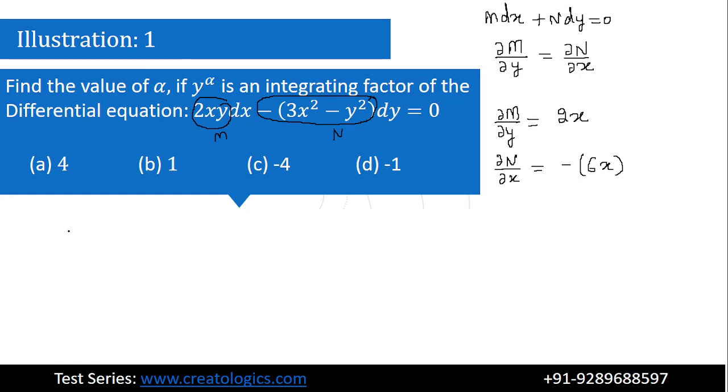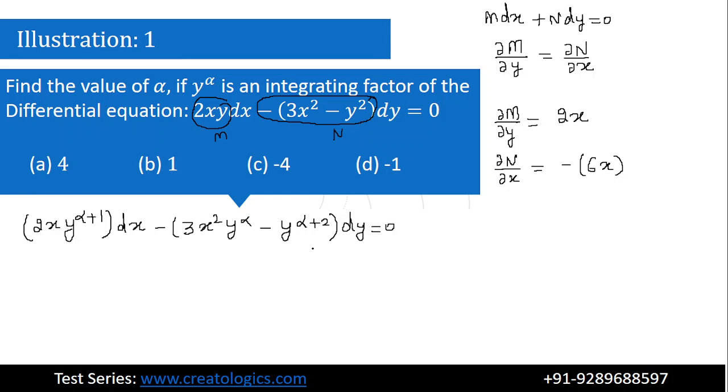But if I multiply this by y raised to the power alpha, I will get 2x y raised to the power alpha plus 1 dx minus 3x square y raised to the power alpha minus y raised to the power alpha plus 2 dy is equal to 0. It is your new differential equation which is obtained by multiplying the given differential equation with y raised to the power alpha. Now your new value of M is this and new value of N is this one.